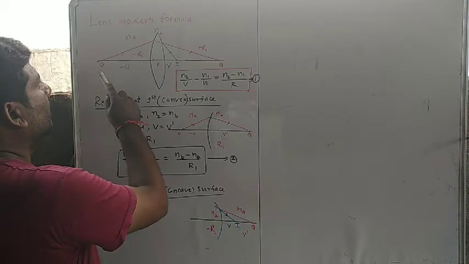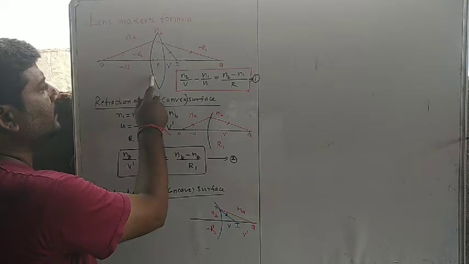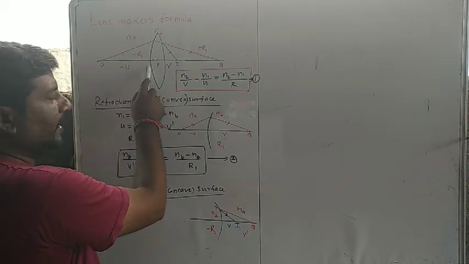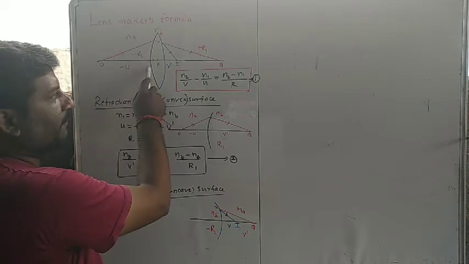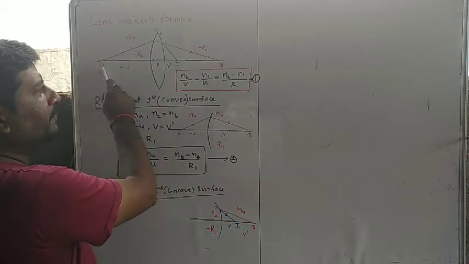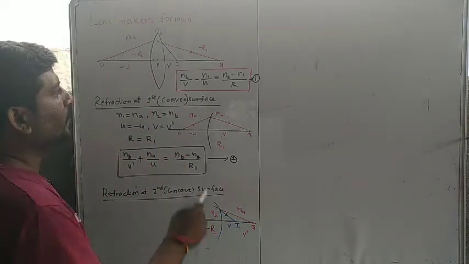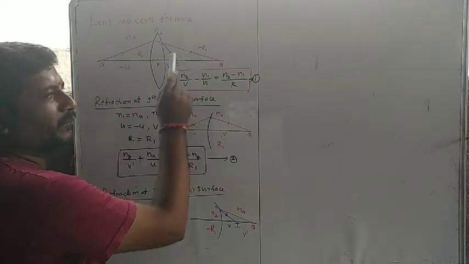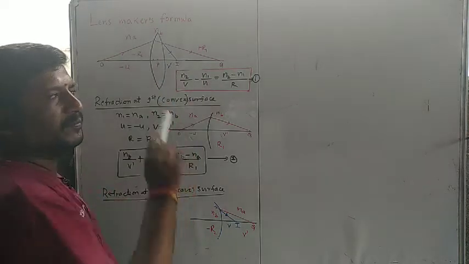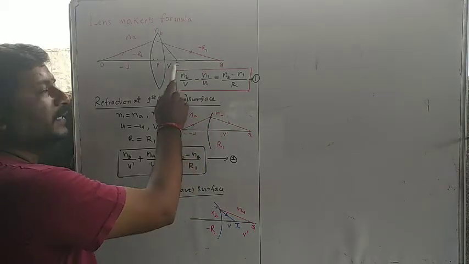So that means the image formed by first refracting surface is at Q of the object O. That means for the first refracting surface, O is object, Q is image. Now the second refracting surface forms the image at I of the object Q. That means for the second refracting surface, Q is object, I is image.